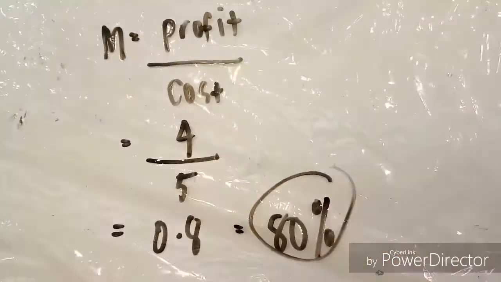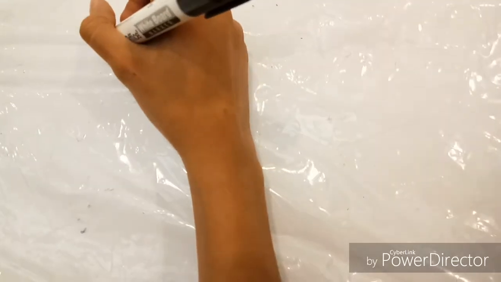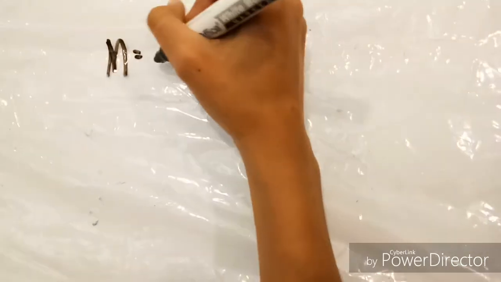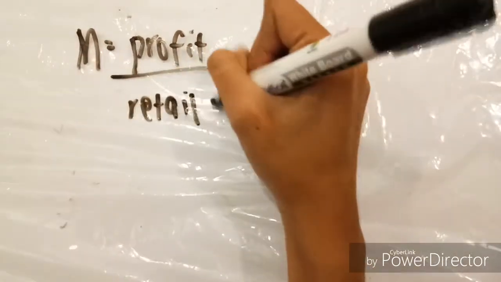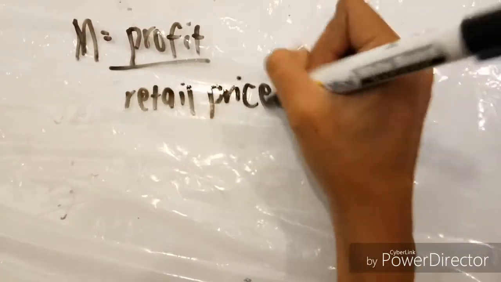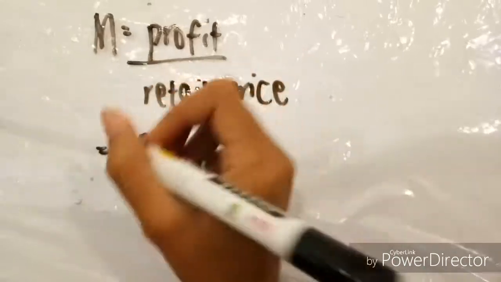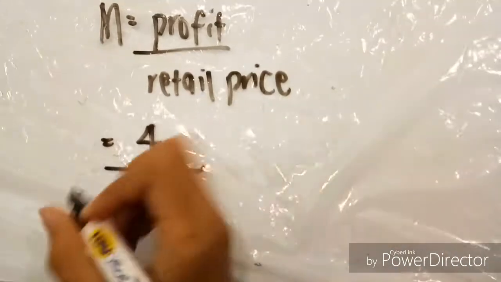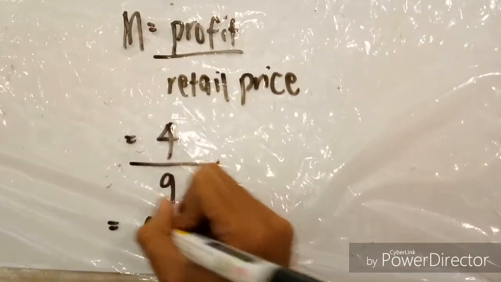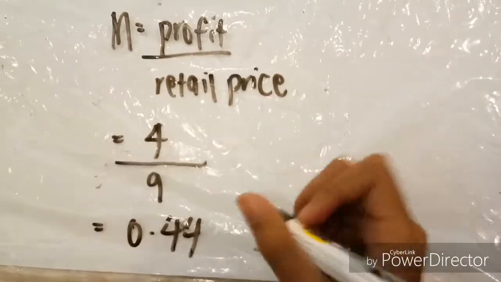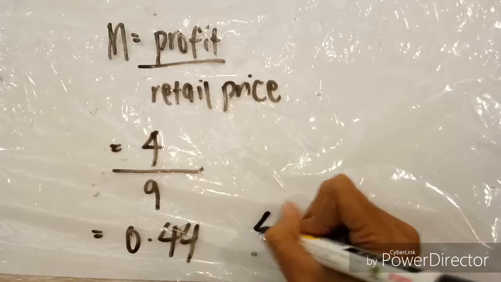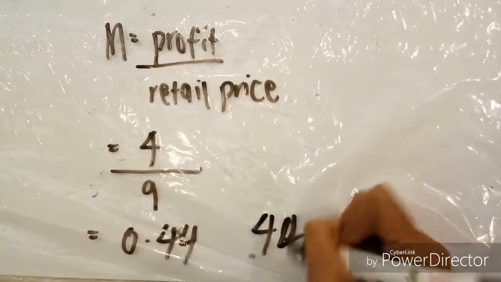So it will become 80%. Getting the margin, we will also use the formula M is equal to profit over retail price. So it will become 4 over 9 pesos. So the answer will be 0.44, and move 2 decimal places to the right to get the margin rate, and it will become 44%.